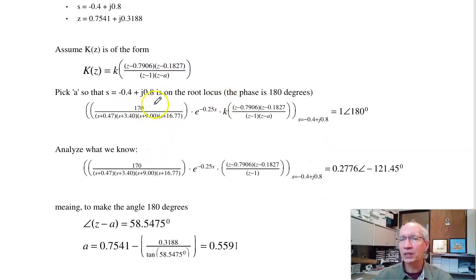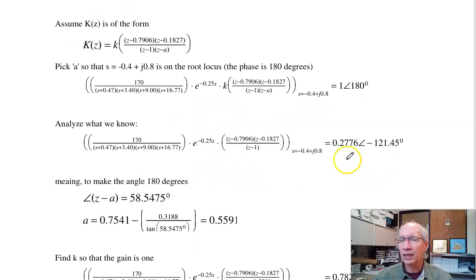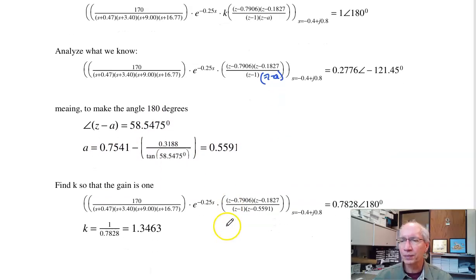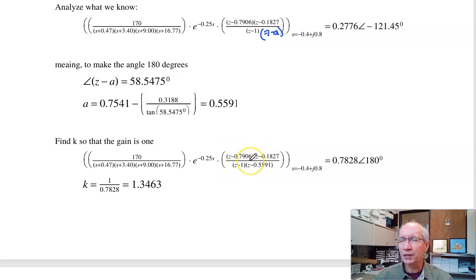Analyze my design point. This is G of s, half sample delay, K of z. Angles have to add up to 180. Plug in what I know. The angle's off by 58 degrees. So the term that I left out, C minus A, that has to contribute 58 degrees phase shift, telling you that A is 0.55. So here's the form of K of z. And my design point angles add up.